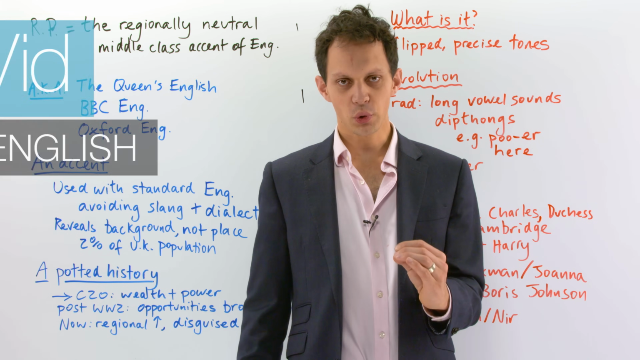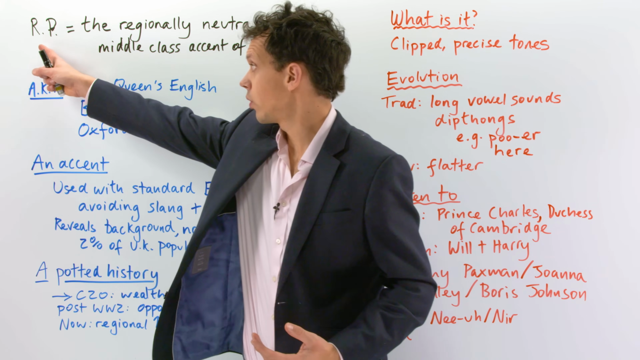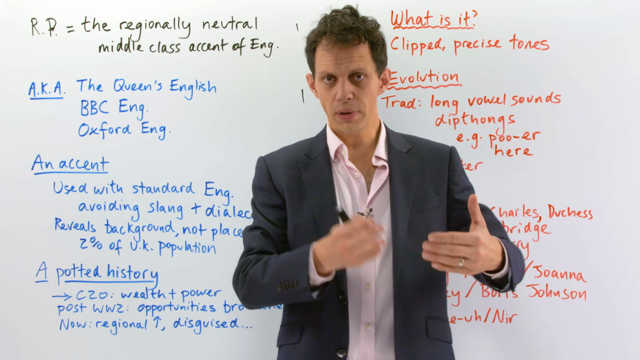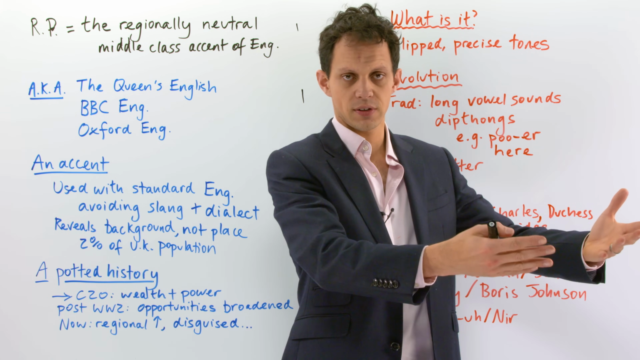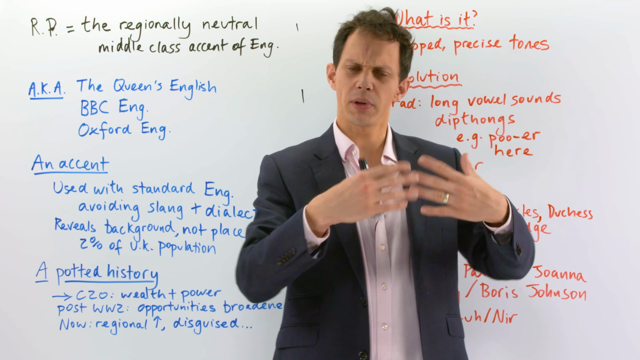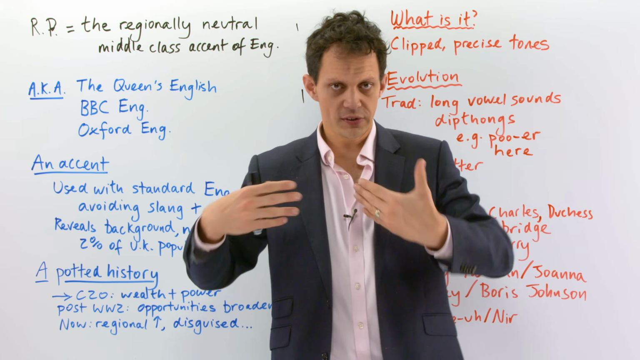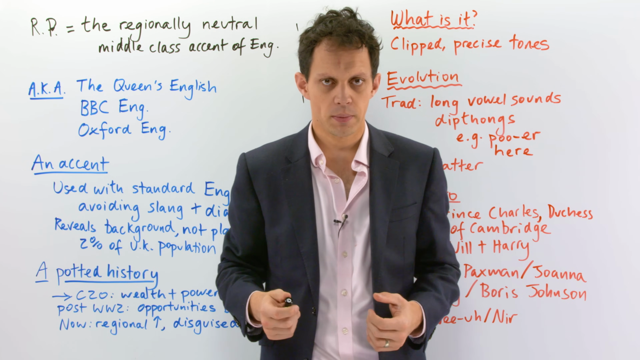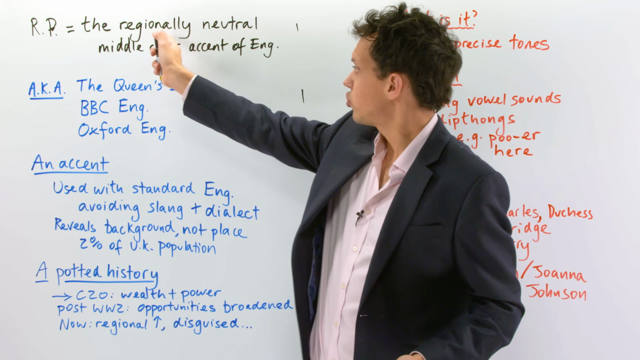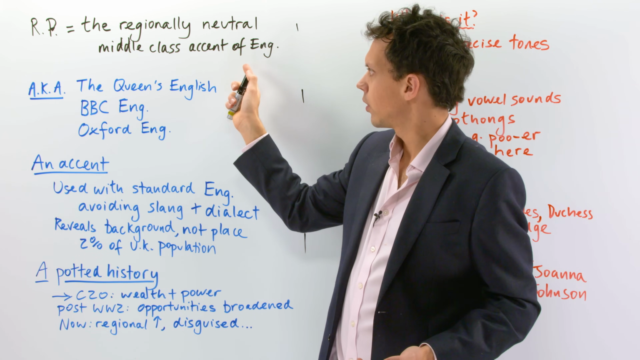Hi there. I'm going to be talking to you today about received pronunciation, often shortened to RP, which is an accent of Great Britain, probably most widely taught as the accent that you're meant to learn in language schools around the world. So I'm going to be talking about the relevance, the place of RP, who actually speaks with an RP accent in Britain. Okay, so RP is defined as the regionally neutral middle class accent of England.